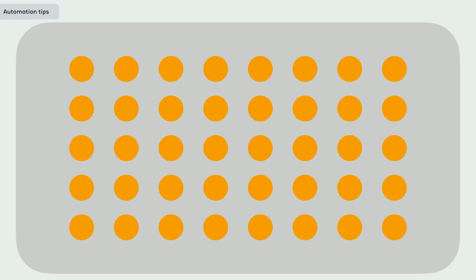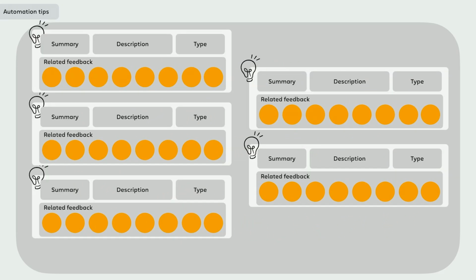So a bunch of tickets came in, and then I want to essentially group those into themes and then assign values to those themes. So I would essentially say, okay, within this specific idea, I have a summary, description, type, and related feedback. So those aren't tickets. These are like groups of ideas that come together as a unique feature request.